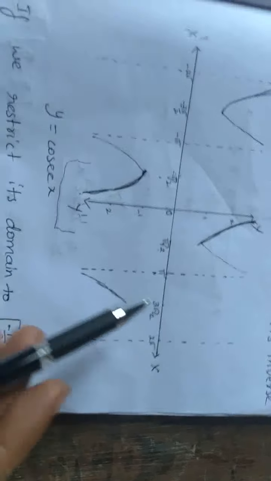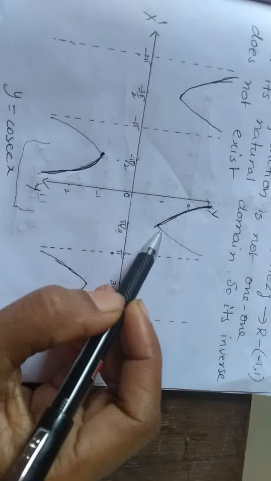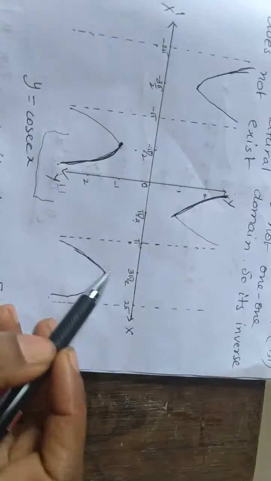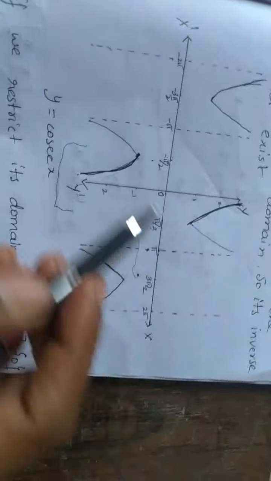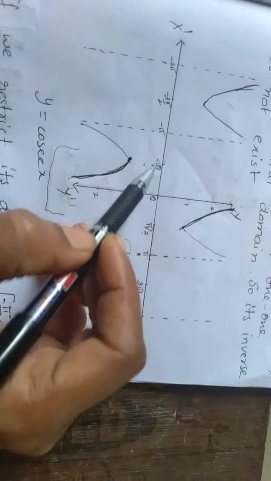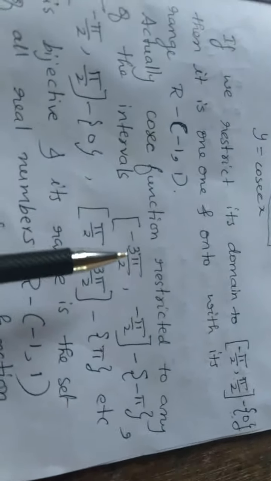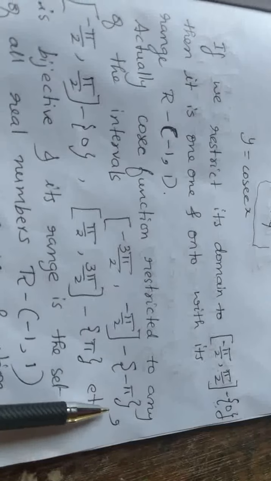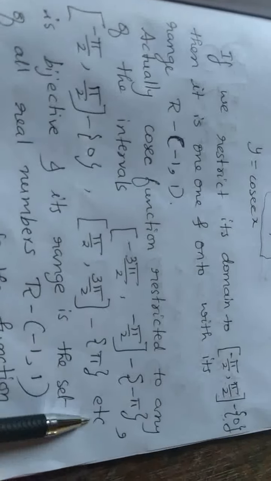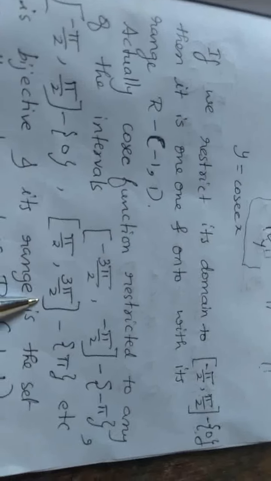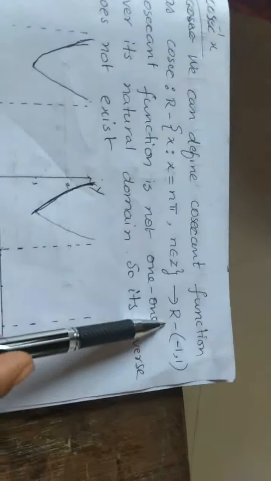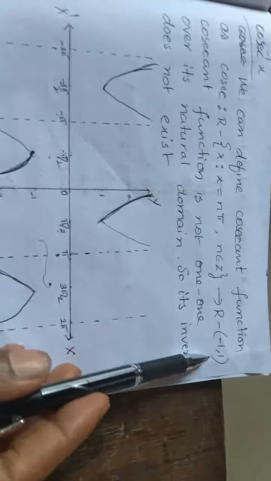Similarly, we can restrict its domain to pi by 2 to 3 pi by 2 except pi, or here we can restrict it to minus 3 pi by 2 to minus pi by 2 except minus pi, like this. Actually, the cosecant function restricted to any one of these intervals becomes bijective and its inverse exists. And the range could be the same: all real numbers except the interval minus 1 to 1.